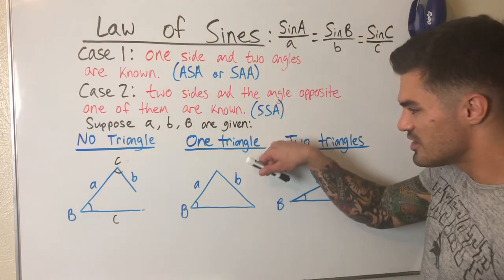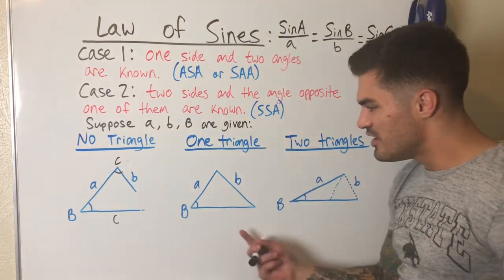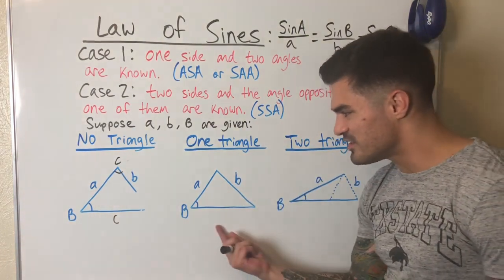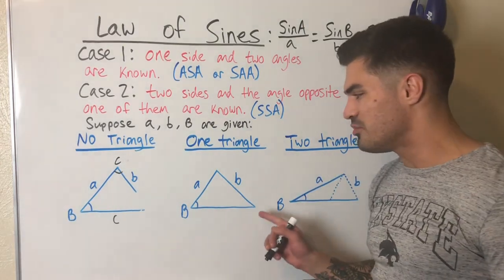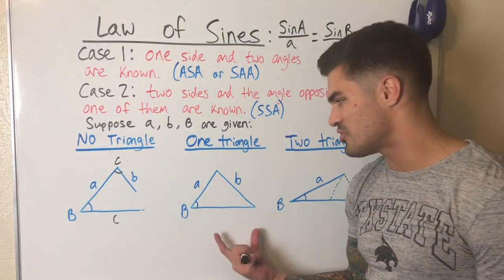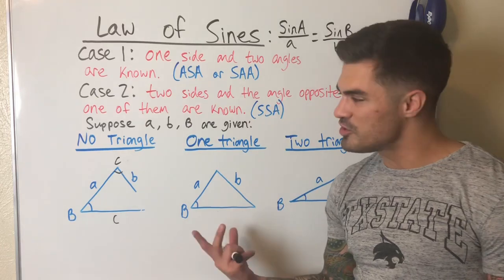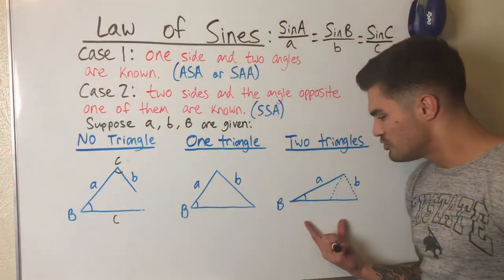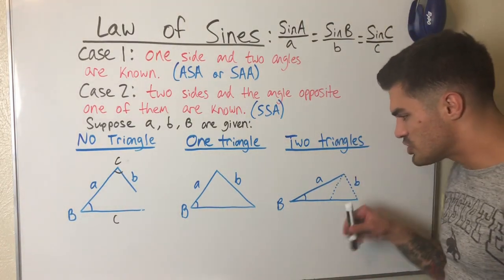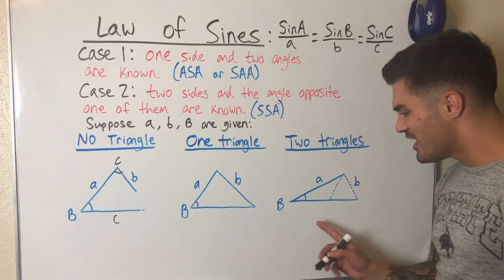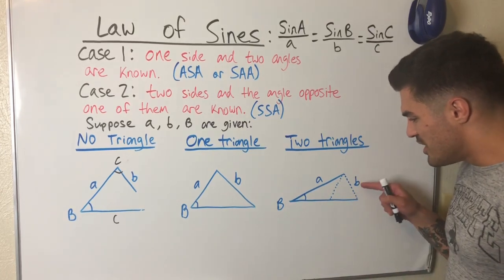One triangle is, imagine swiveling this B and extending and contracting the C, and they pop right into place perfectly to form one triangle, all right? So that's the case of one triangle. That's how that happens.